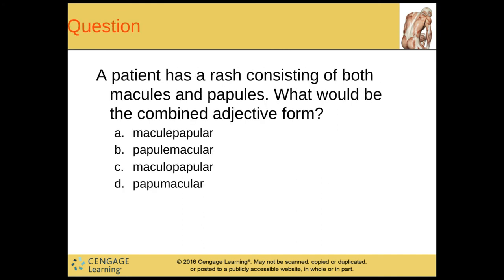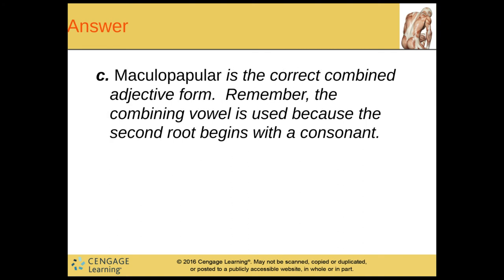Another question, a patient has a rash consisting of both macules and papules. What would be the combined adjective form? What do you guys think? I'm going to say C. Yep, maculopapular is the correct combined adjective form. So remember the combining vowel is used because the second root begins with a consonant. So macule and papular, they combine with this O right here. They put that O there to combine the words.